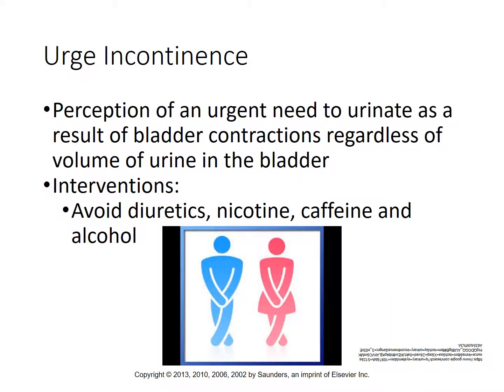Urge incontinence is when the client has a perception of an urgent need to urinate as a result of bladder contractions, regardless of volume of urine in the bladder. So if there's a little bit of urine or a lot of urine, the bladder is overactive. It's contracting more than it really should. So the client feels that they need to go to the potty all the time. Interventions include avoiding diuretics, nicotine, caffeine, and alcohol. Those all increase the bladder contraction.